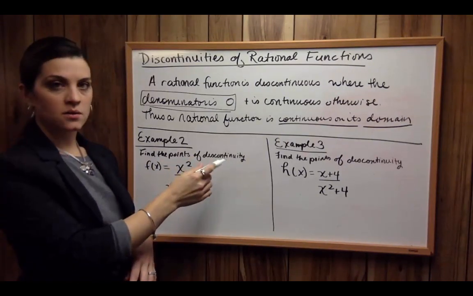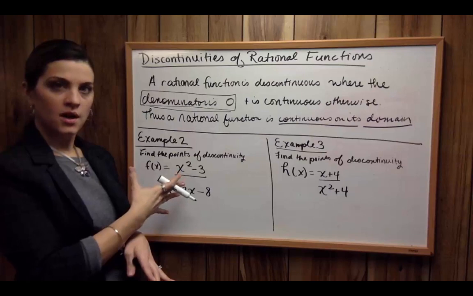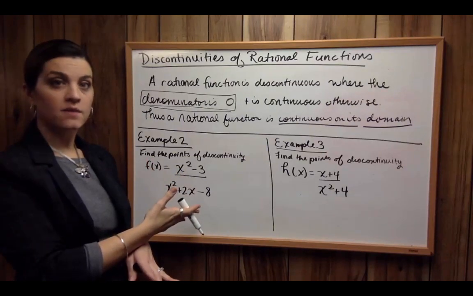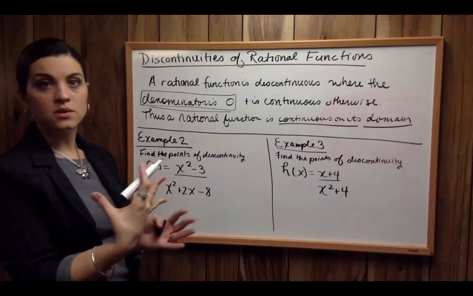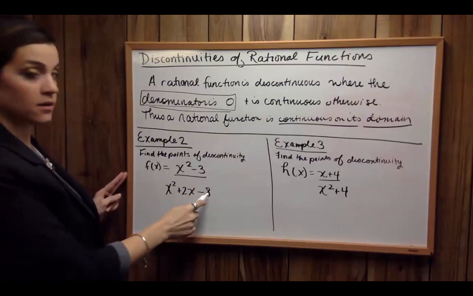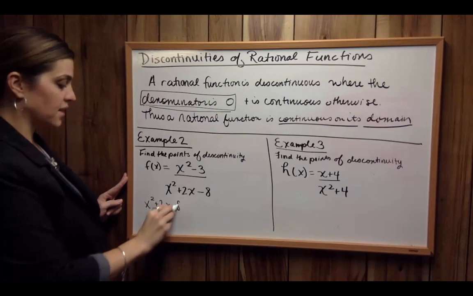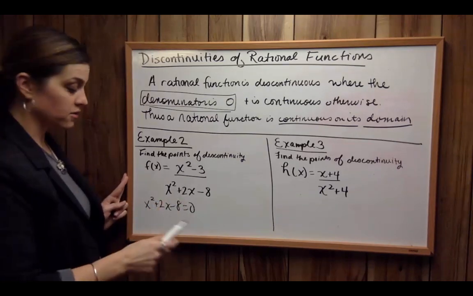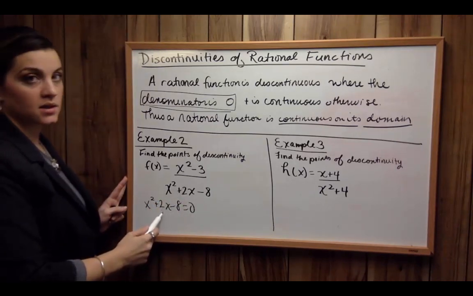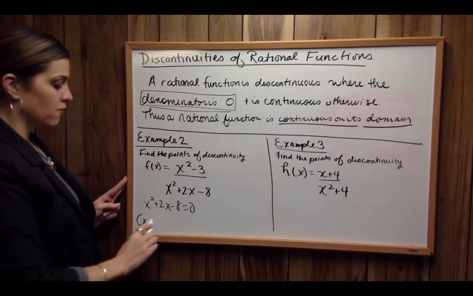Okay, so let's look at 2 examples. Find the point of discontinuity. If you're given a function, look to see if it's a fraction. If there's a fraction there, look where that denominator is equal to 0. So you take the denominator, x squared plus 2x minus 8, and set it equal to 0. You factor it. Factors of 8 that subtract to give you 2: 4 and 2.